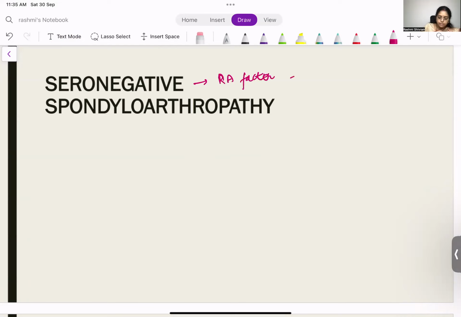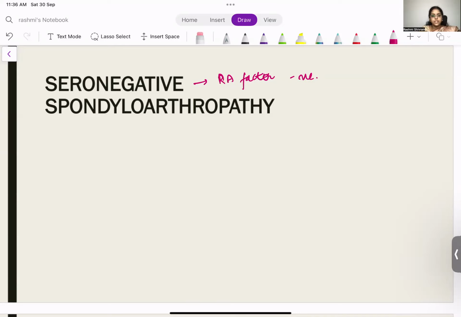will be negative. We saw that in rheumatoid arthritis, the RA factor will be positive. Though it is not very specific to the disease, the RA factor positivity implies that the patient is at a higher risk for developing rheumatoid arthritis. There are a few patients in whom the RA factor will be negative. Those patients are called seronegative patients, so that was grouped under seronegative arthritis.